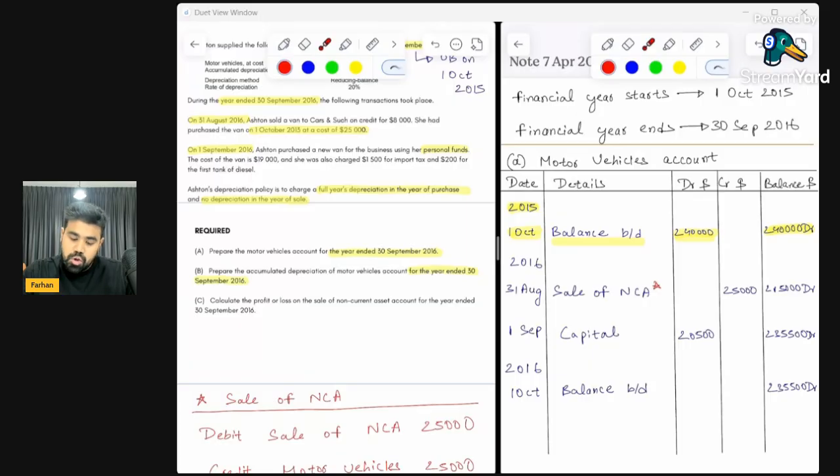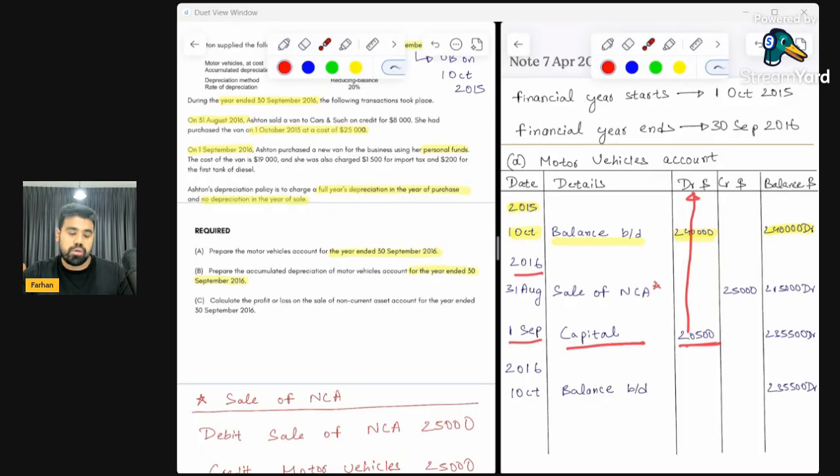Okay, so because we have purchased a new asset with a total cost of 20,500, our motor vehicles are going up, and when assets go up, we debit them. So that's why 20,500 is recorded on the debit side on the 1st of September 2016. What's the relevant cross-reference in the details column? Capital. Because as you understand, we have used our personal funds. This is some form of capital contribution.